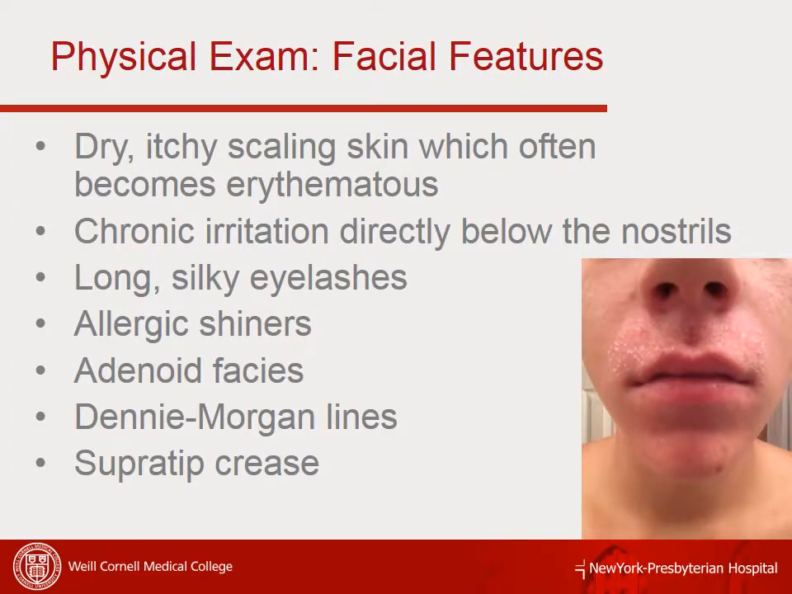So on the physical exam, facial features are very important to look at. There can be dry, scaling skin, and this can be related to eczema as well. It may become erythematous. Remember, eczema is not a rash that itches. It's an itch that rashes. There's chronic irritation below the nostrils because of all the running and the rubbing. Long silky eyelashes are also present. Why that is the case, I'm not sure, but this is a finding that you will see in allergic people. Also, allergic shiners, adenoid facies, Denny-Morgan lines, and a supertip crease. We're going to go over those.